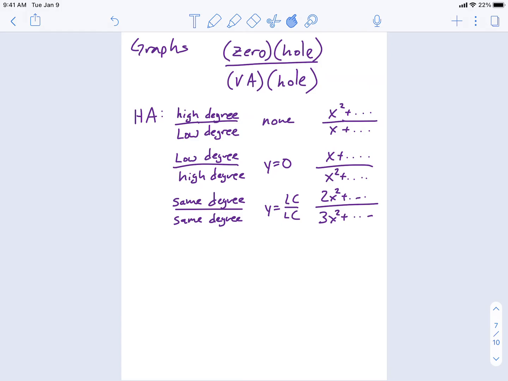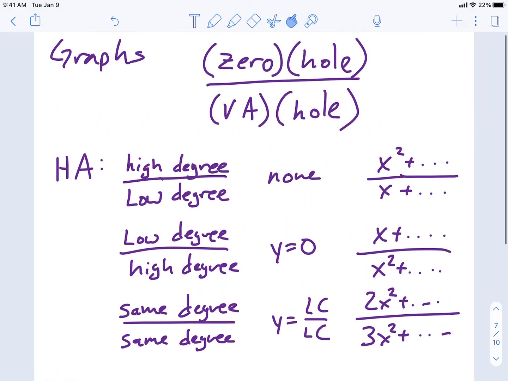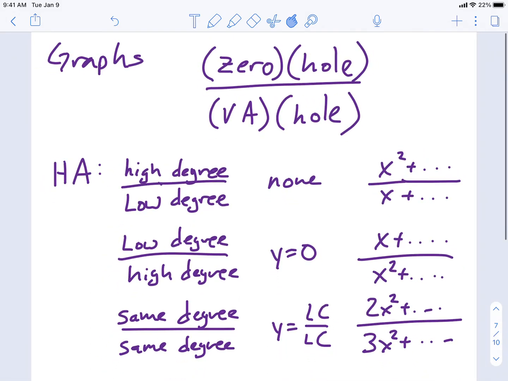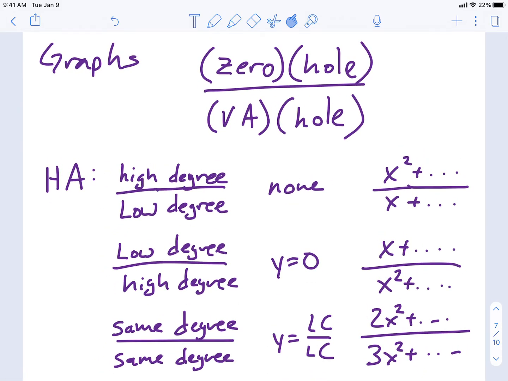All right, then as far as graphs go, we're just going to have to identify stuff. So if you're looking at a rational equation, a rational function, and it's in its factored form, the different elements of the graph come from that factored form. Whatever the factor is, if it's only on top and not on bottom, it gives you a 0. If it's only on bottom but not on top, it gives you a vertical asymptote. And if it's on both top and bottom, that creates a hole in the graph.